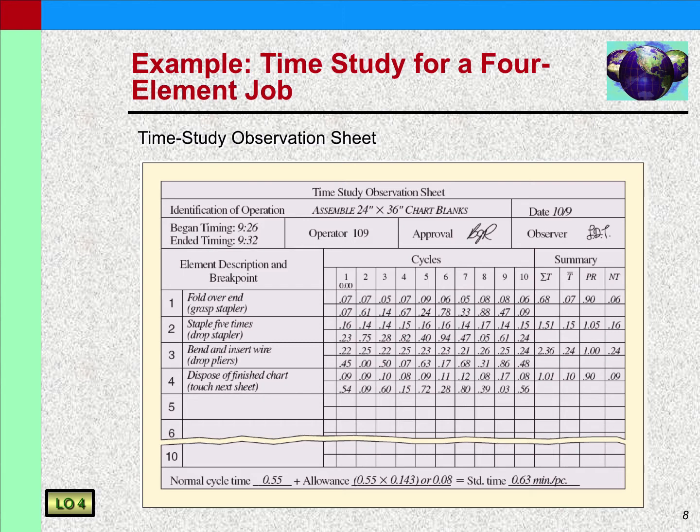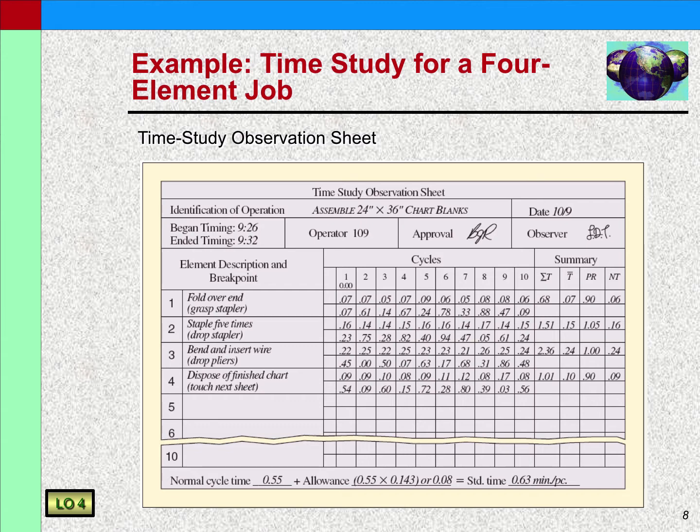Using the first element as example, the times are added up to 0.68 minutes for the 10 cycles, which are averaged to 0.07 minutes per cycle. The person's performance is rated at 0.9 of that of a fully productive person. This then gives the normal time for the element as being 0.07 times 0.9, which is 0.063, truncated to 0.06 minutes.